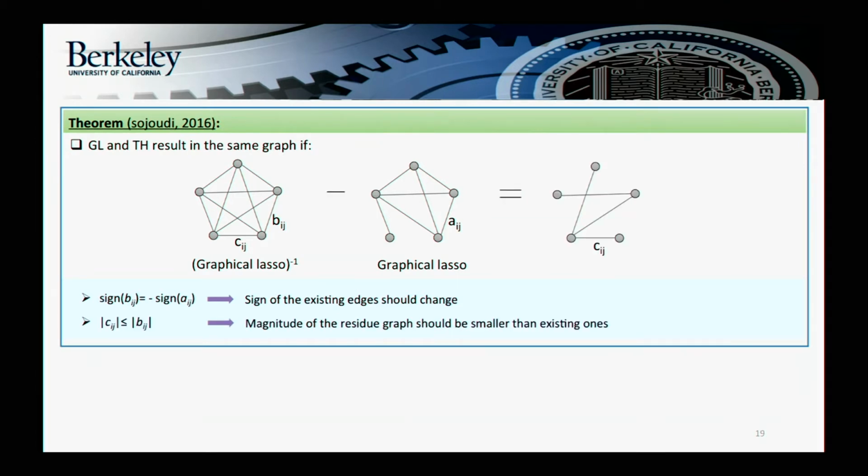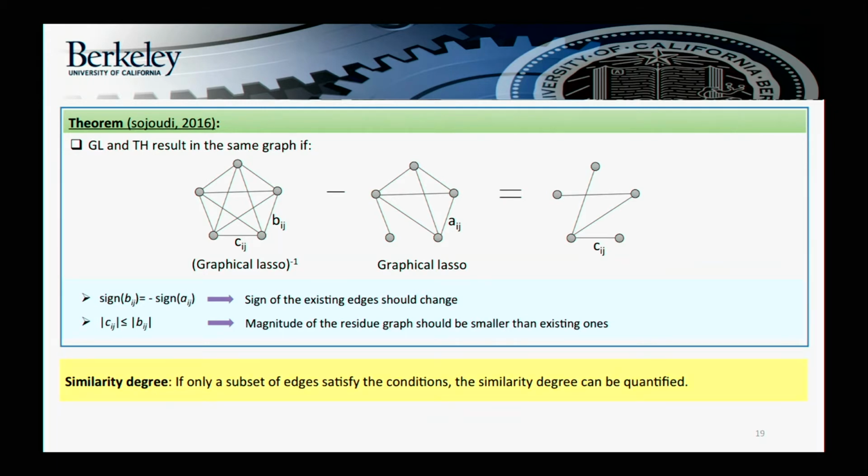The second condition says that if you look at the residue graph, then the weights of the edges of the residue graph should be small enough. Now, if these two conditions are satisfied, then graphical lasso and thresholding would give you the same support graph. Again, I'm emphasizing that I'm talking about the structure when I talk about equivalence. We can also show that if only a subset of edges satisfy these conditions, then the similarity degree between these two methods can be quantified.